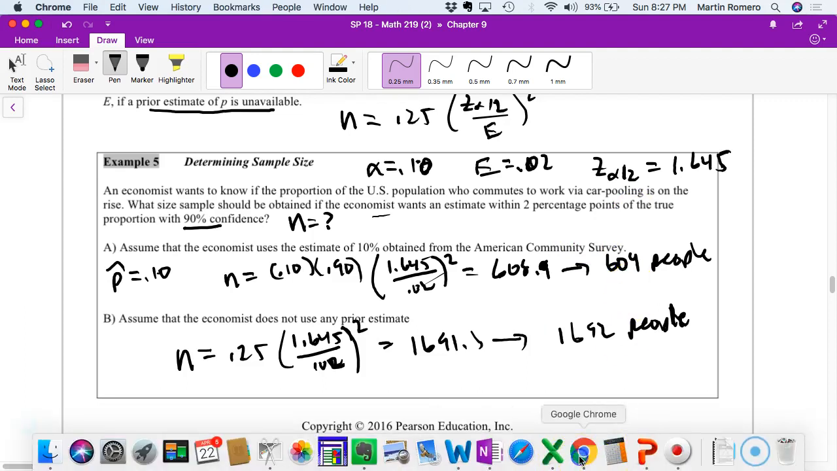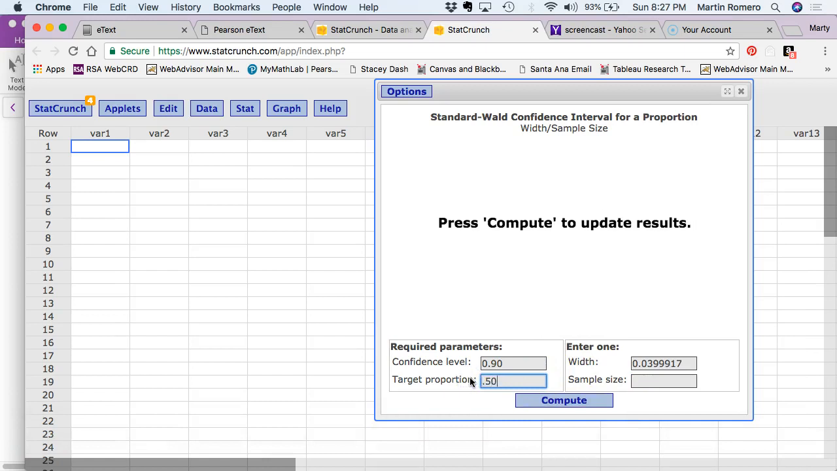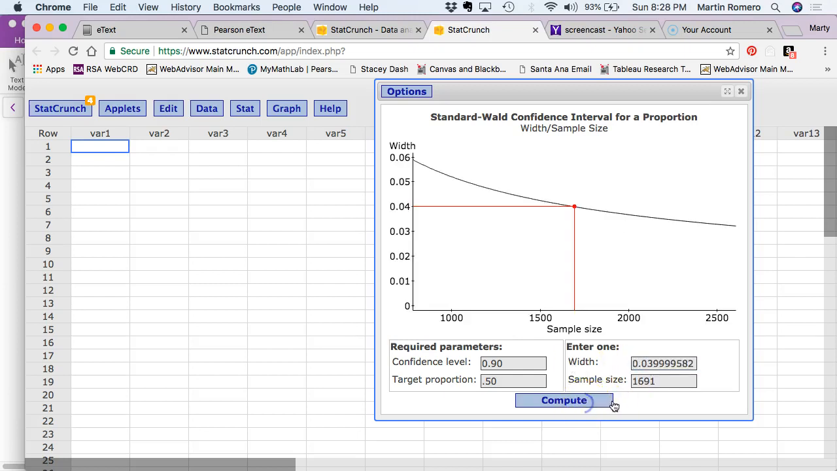Now, if we didn't have an estimate for the proportion, I'd put just 50%, 0.50. The width is still 0.04. The margin of error is 0.02, so you have the minus and the plus, the two parts, so the total width of your confidence interval is 0.04. Compute the sample size, and there's your 1691.